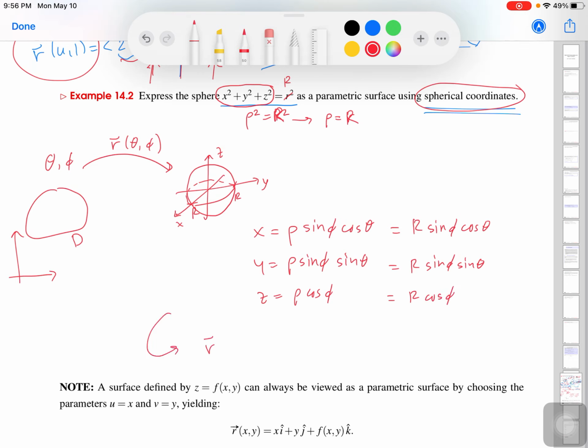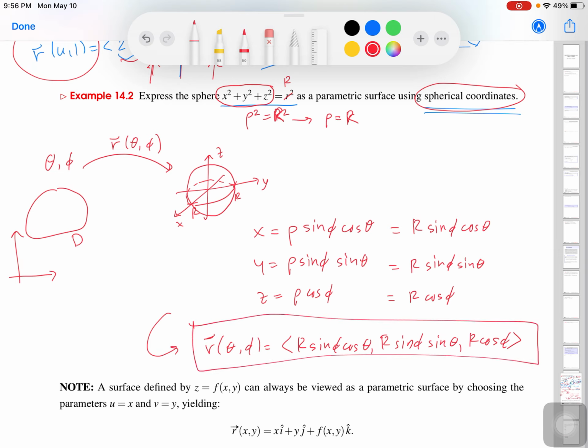So this is my R of theta comma phi. I just put all of these x, y, and z expressions into the parametrization. And there we go. So this is my parametrization.